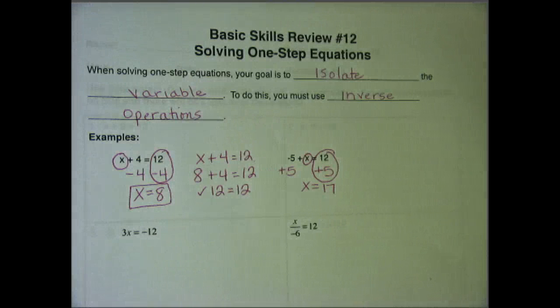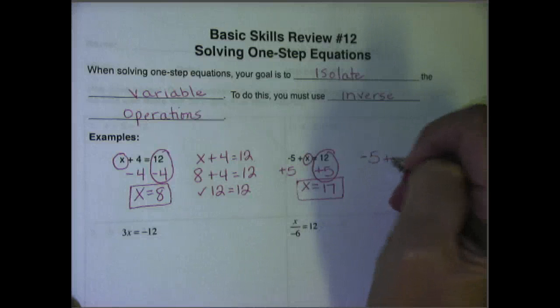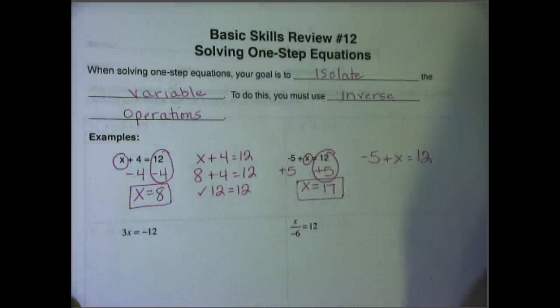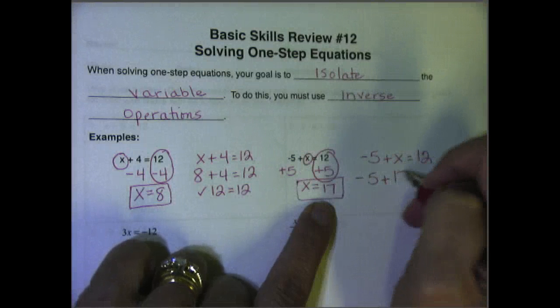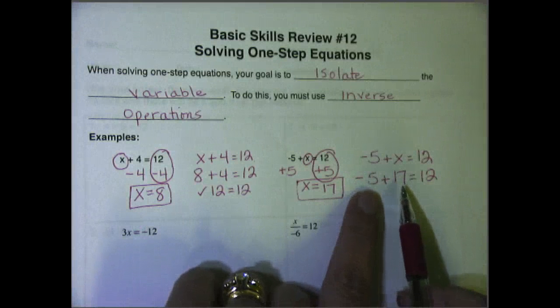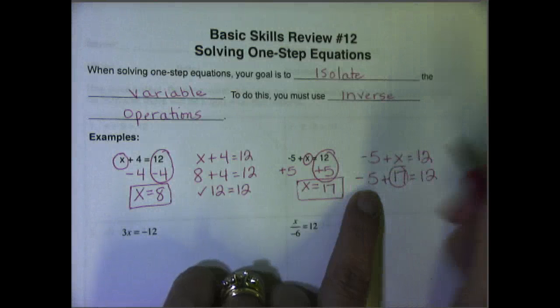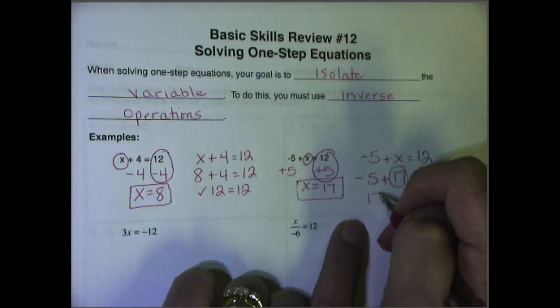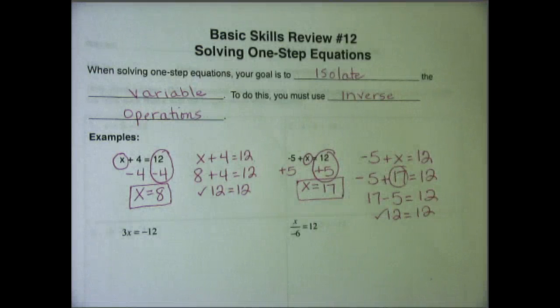You can check your work by rewriting your equation, negative 5 plus x equals 12, substituting 17 in for x, so negative 5 plus 17 equals 12. This is adding opposite, or adding different signs. So the first thing I notice is that I have more positives, so my answer is going to be positive. I subtract my 2. 17 minus 5 is 12. And since both sides are equal, I know that I did it correctly.